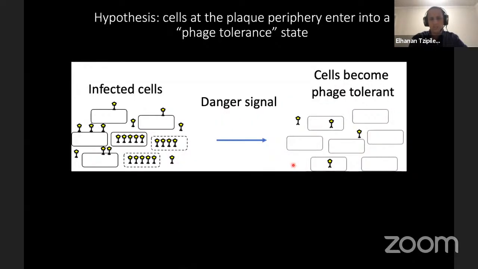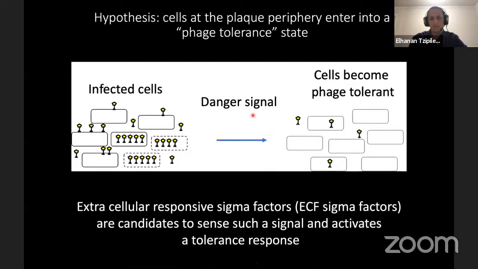More specifically, the hypothesis is that phage at the plaque periphery sends some danger signal, coming from the infected cells at the plaque center, and activates a kind of tolerance response, making them more tolerant to phage infection. An obvious candidate for sensing such a signal and activating such a response is the extracytoplasmic function sigma factor, or ECF sigma factor. ECF sigma factors are sigma factors that respond to stress coming from outside the cell and activate stress-responsive genes.